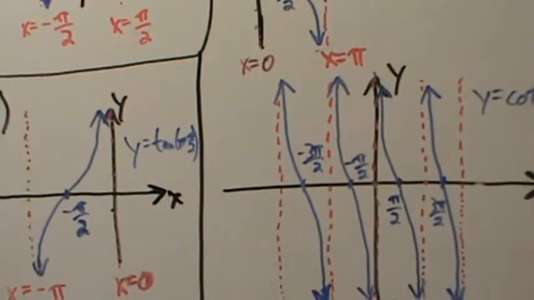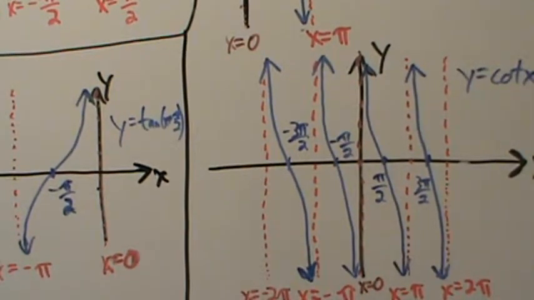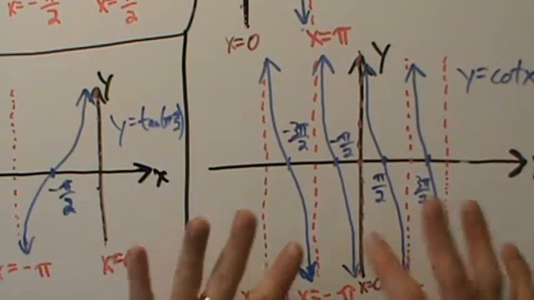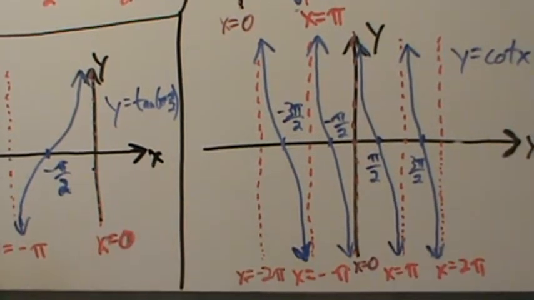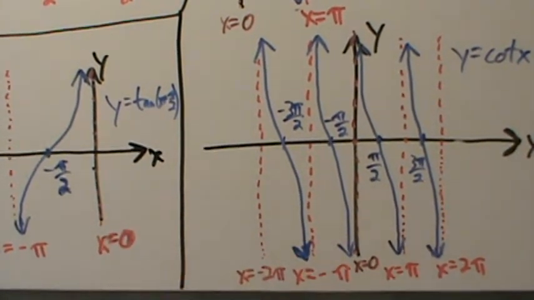Okay, but we'll talk about that more in the next video when we talk about the properties of cotangent. But anyway, this is the graph of cotangent and one of the many ways of obtaining the graph and seeing how it looks. Okay.